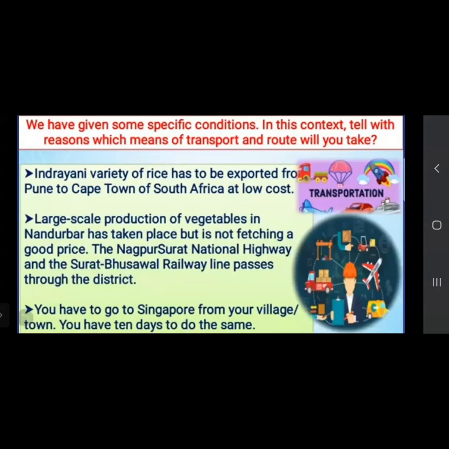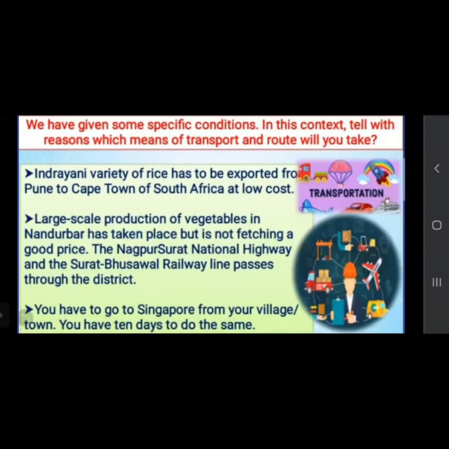So the Nagpur Surat National Highway and the Surat Bhusawal railway line pass through the district. So here the highway is also going and the Bhusawal railway line is also going. So you can choose both the modes of transportation. First you can choose the roadways, then the railways. By the national highway you can reach Surat Bhusawal, the nearest railway station, and from there you can go through the district.